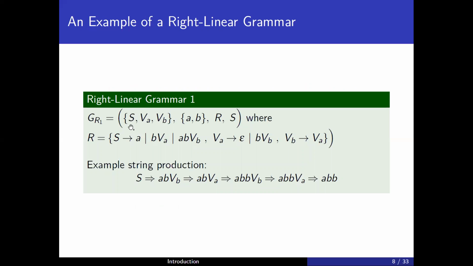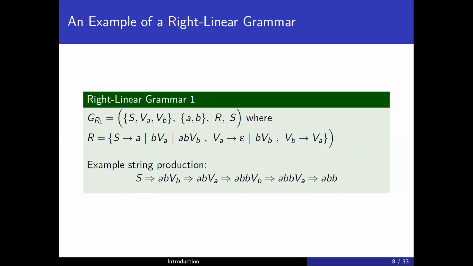Here we have the set of non-terminals S, VA, and VB, the set of terminals A and B, the set of rules here, and the start symbol S. To get strings in the grammar, we start with the start symbol and apply productions or rules, and in this case we end with the string ABB again. This right linear grammar is actually equivalent to the prefix grammar we saw before. In this talk, we'll be focusing on the right linear grammars that we can obtain from prefix grammars.